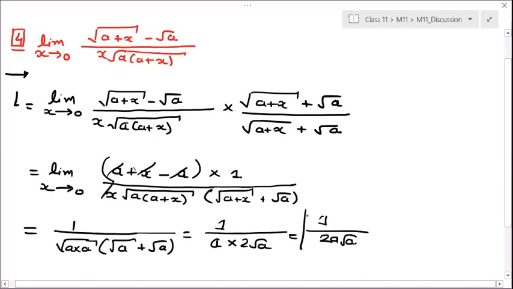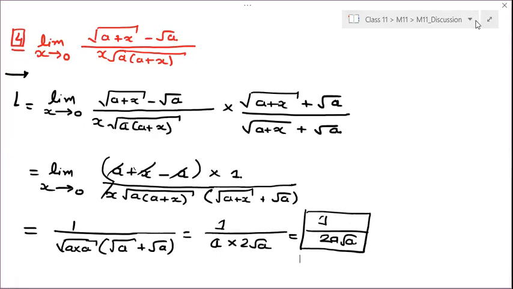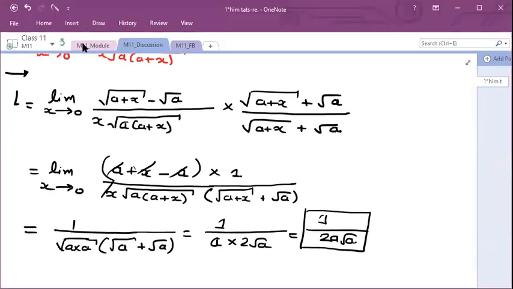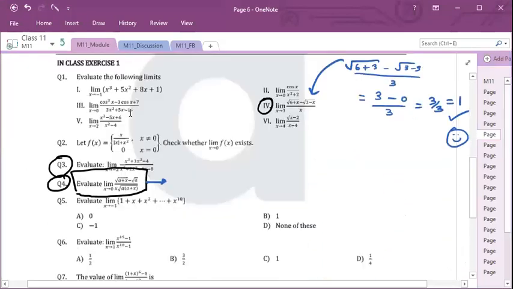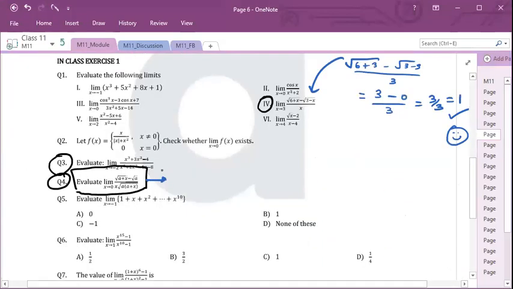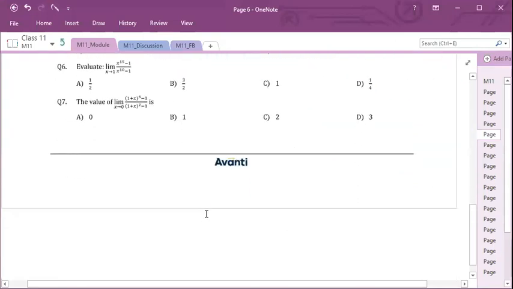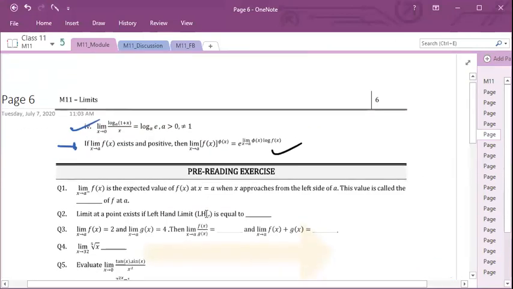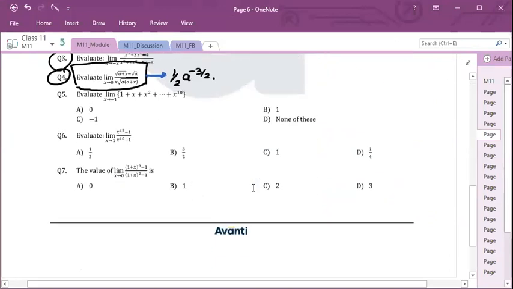So all depends on your options. Or you can write 1 half a to the power minus 3 by 2. Is it clear? Okay, so 1 half a to the power minus 3 by 2. Please give me some response. Whoever had a doubt, is it clear now? Okay. I will take your attendance as well.